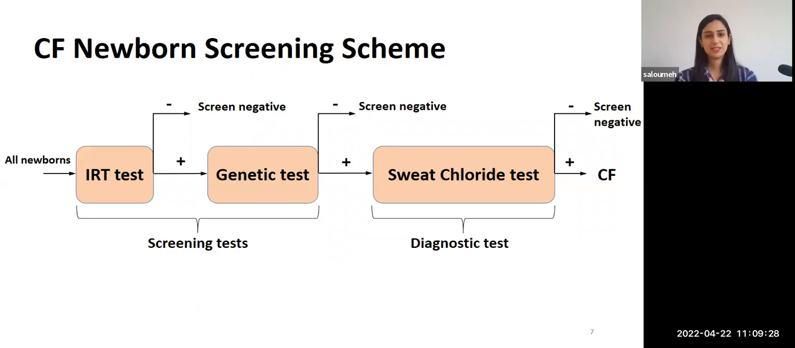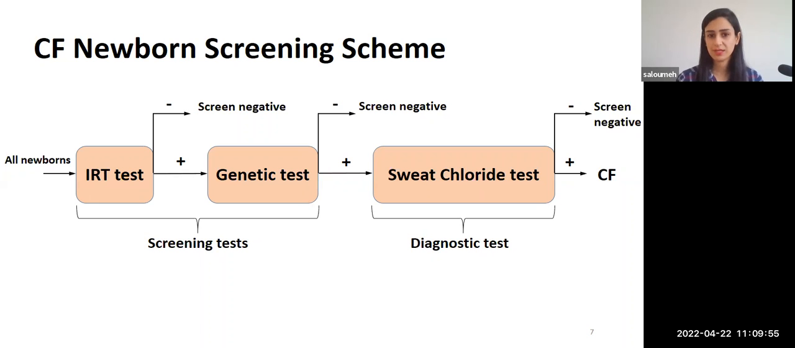So here is a general scheme for CF newborn screening. I'm going to talk about each of these tests, the IRT test, genetic test, and sweat chloride test, later. But for now, let's take a look at the general scheme. All newborns have to go through the IRT test. If the result of the IRT test is negative, they leave the system. They don't need any further test.